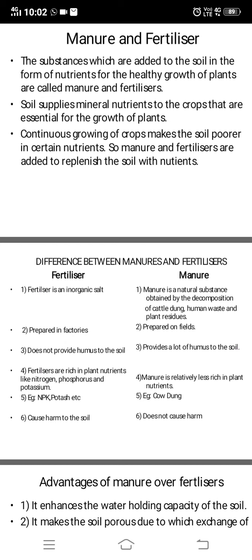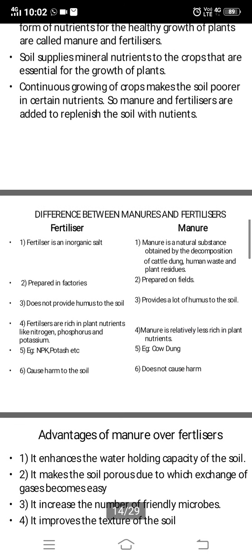Fertilizer is an inorganic salt. Manure is a natural substance obtained by the decomposition of cattle dung, human waste and plant residues. Fertilizer is prepared in factories. Manure is prepared on fields. Fertilizer does not provide humus to the soil. Manure provides a lot of humus to the soil. Fertilizers are rich in plant nutrients like nitrogen, phosphorus and potassium. Manure is relatively less rich in plant nutrients.